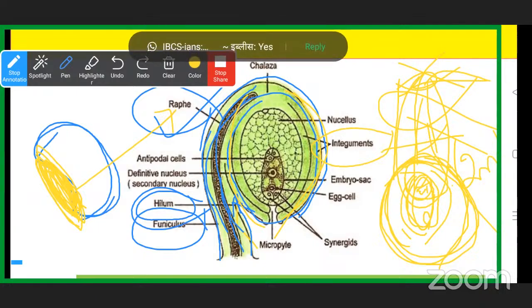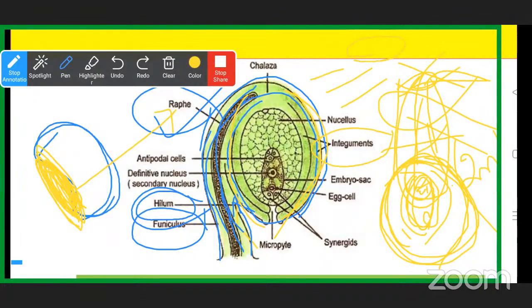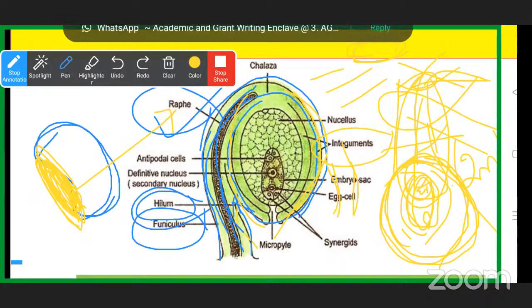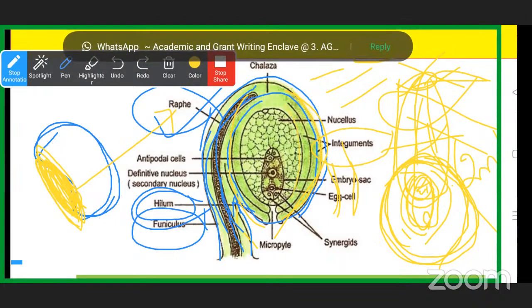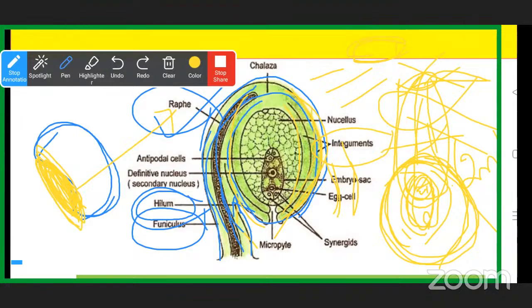Based upon the integument, three types are there. Ategmic, that means no tegma, no outer protecting layer. Bitegmic, that means two layers of tegma, outer and inner layer. And polytegmic, that means a numerous number of tegmas, protecting layers. Three types are there. Usually in Ranunculaceae and Podostemaceae, ategmic ovules are present.